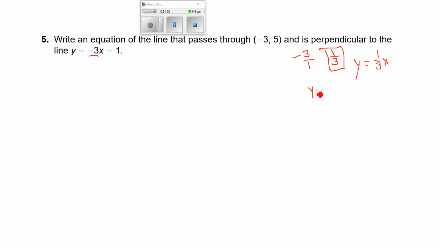Let's see, it should be y minus y1 equals m times x minus x1.